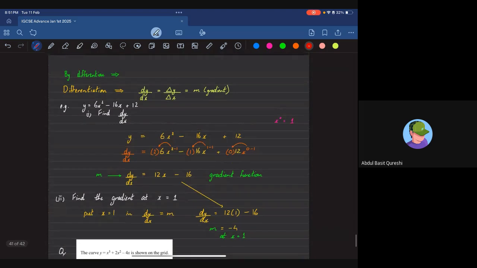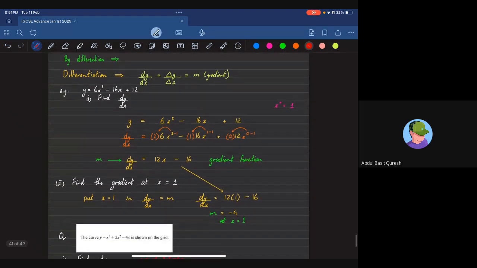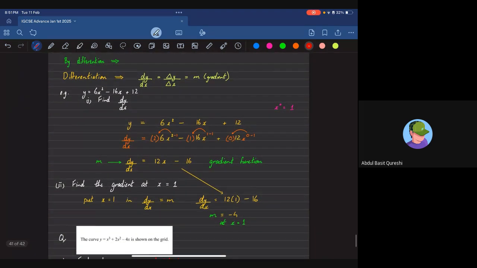Well done. This was surprisingly very well done, actually. I am impressed. I was not hoping you guys to understand differentiation on the first go. All right, I was underestimating the students in my class. That is something. All right, let's continue.